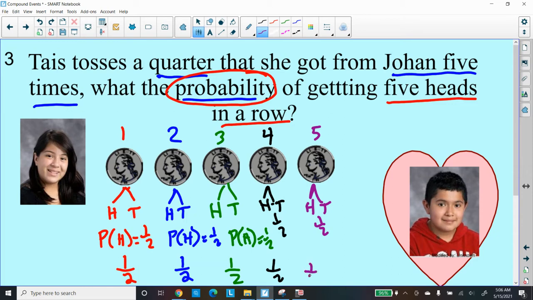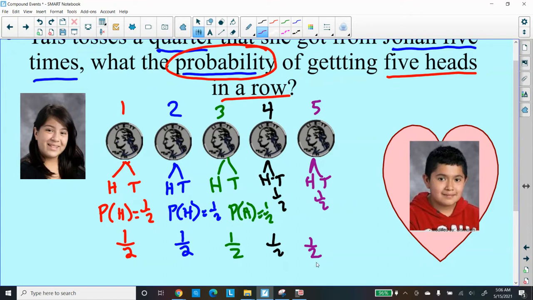So she's trying to get 5 heads in a row. That's not easy. So we got all these fractions, 1/2, and according to the counting principle, if you're doing an independent event so many different times, you have to multiply every single one of these fractions. So we're going to multiply the top numbers. So let's multiply the top. That would be 1 times 1 times 1 times 1 times 1, which is just 1.